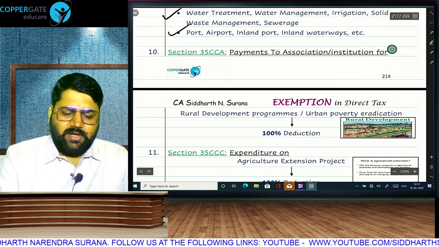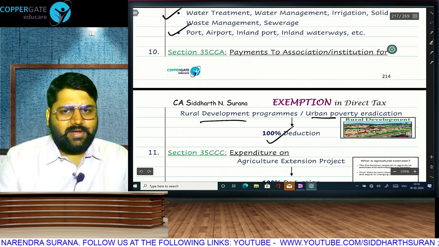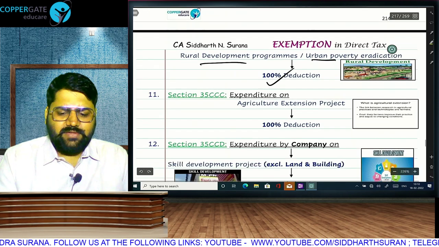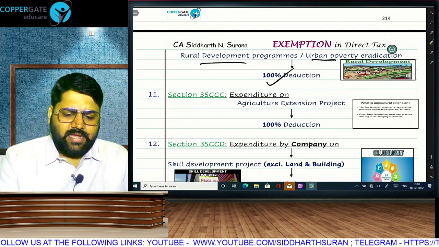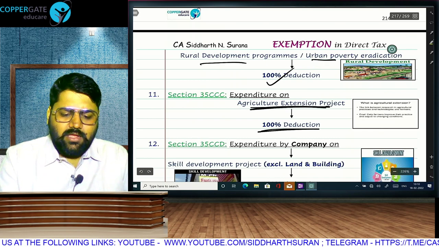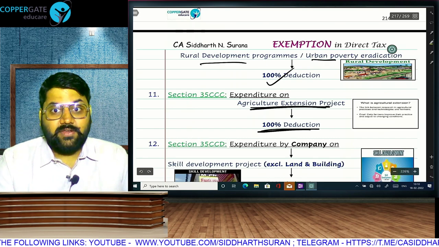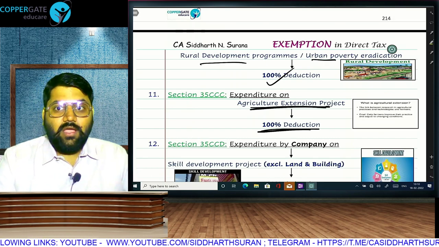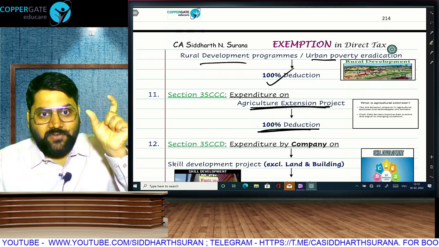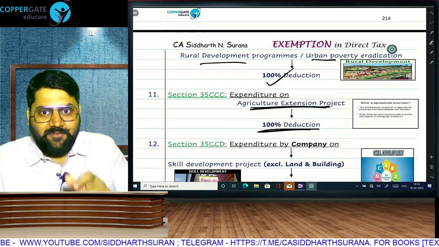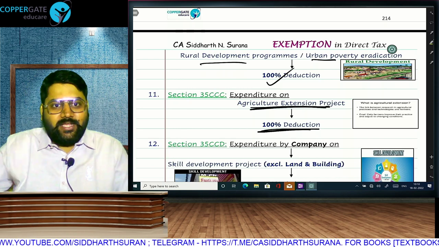Next, any payment for rural development or urban poverty eradication programs, 100% deduction even if not related to your business, because the government wants to promote this. Any expenditure on agriculture extension, 100% deduction of capital and revenue, but not allowed in new regime. So observe 115BAA, BAB, BAC, BAD, everywhere it is mentioned, not allowed in new regime.